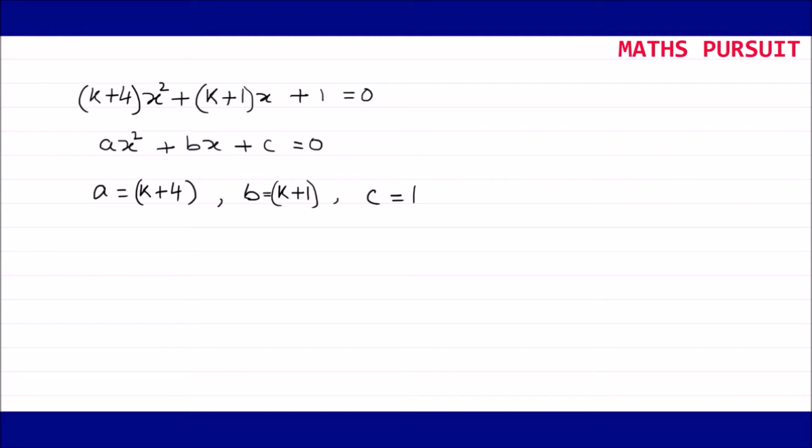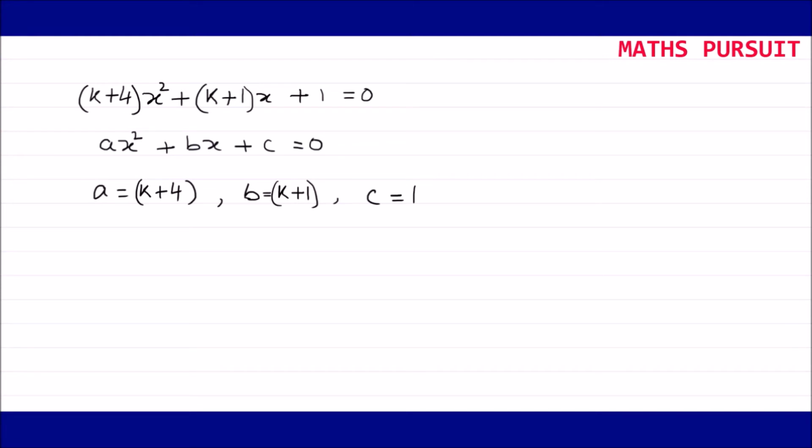Just what I did to the given quadratic equation, I compared it with the standard quadratic equation form, that is ax² + bx + c = 0. And now I try to extract the values of a, b and c from the given quadratic equation. Now guys, what we need to do, we got the values of a, b and c.